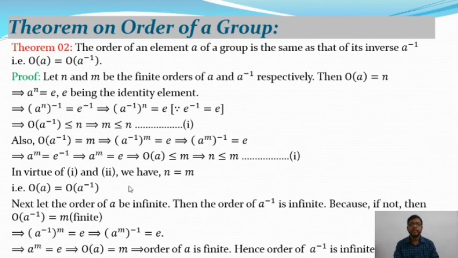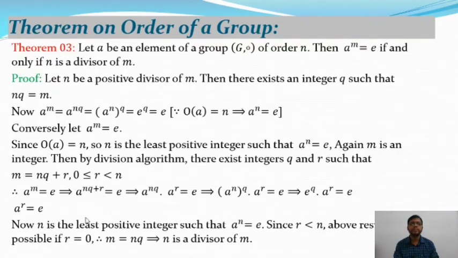After that we will take another theorem, theorem number 3 on the order of a group. So here is the theorem. Let a be an element of a group (G, ∘) of order n. Then a to the power m is equal to e if and only if n is a divisor of m. This is the theorem. So (G, ∘) is a group and a is an element of the group, that means a belongs to G, of order n.